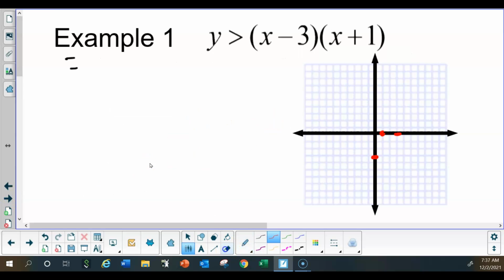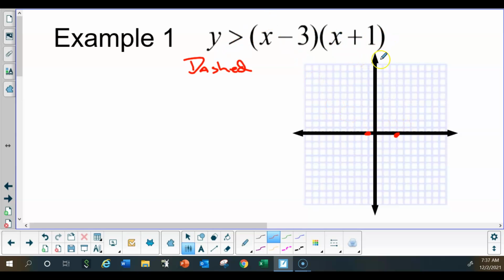Our example, y is greater than (x minus 3)(x plus 1). So if it is greater than, that means we're going to have a dashed line. So make sure you do a dashed, well, not line, but graph. Okay, and let's get our zeros in here. So x is going to be equal to 3, so 1, 2, 3, at that point, and x is going to be equal to -1. That's going to be over here.